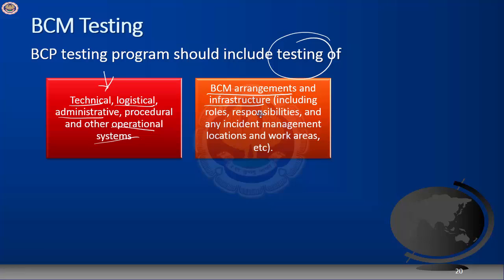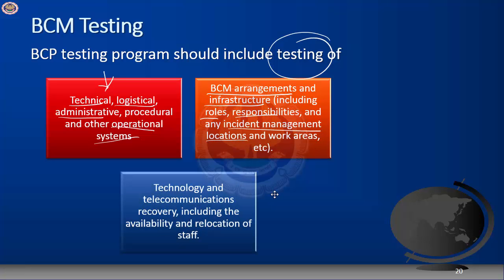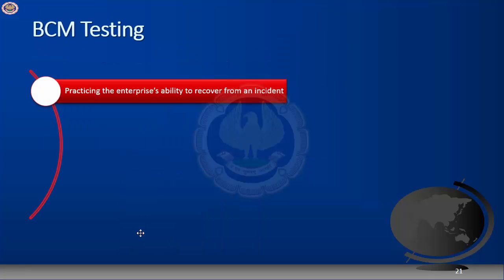Now, when you look at the BCM arrangements which have to be made, you also need to look at the infrastructure requirements. Infrastructure in terms of the roles, responsibilities, and the incident management locations and the work area. The technology, which is the key enabler for any enterprise, also has to be considered, because you need to look at how you can operate from that particular site, or you can also operate from an off-site. Let's look at the testing.